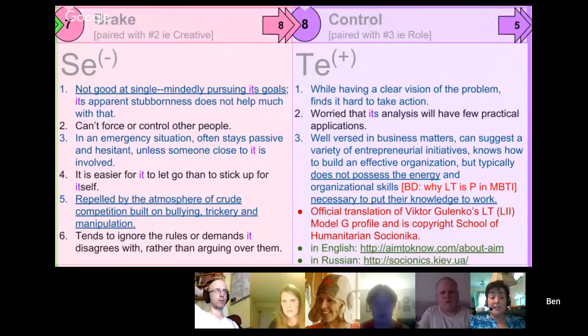That makes total sense. Your SI is your third function. It would be your preference. You would go there instead of to extroverted sensing. I'm hearing you being drawn into SI there.